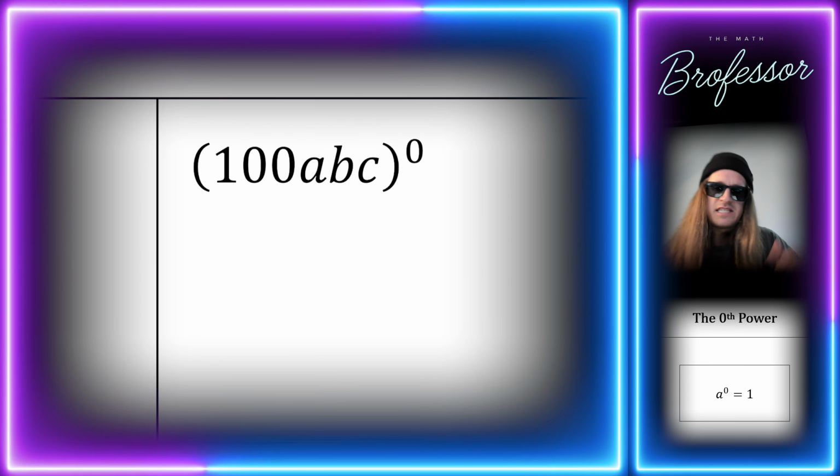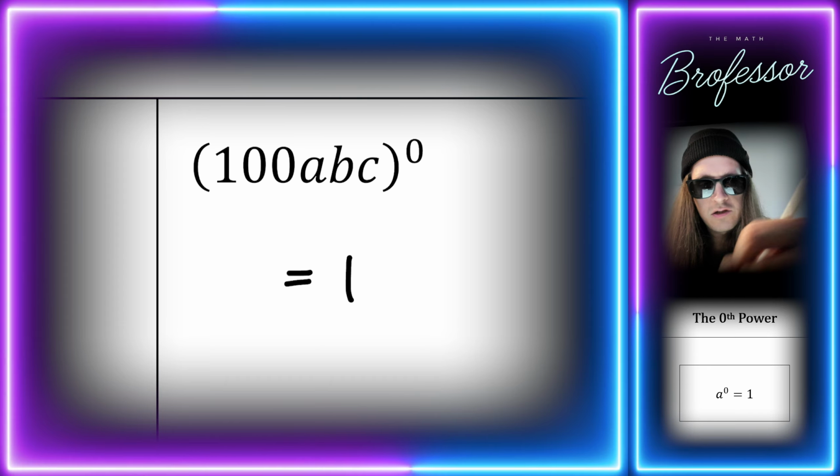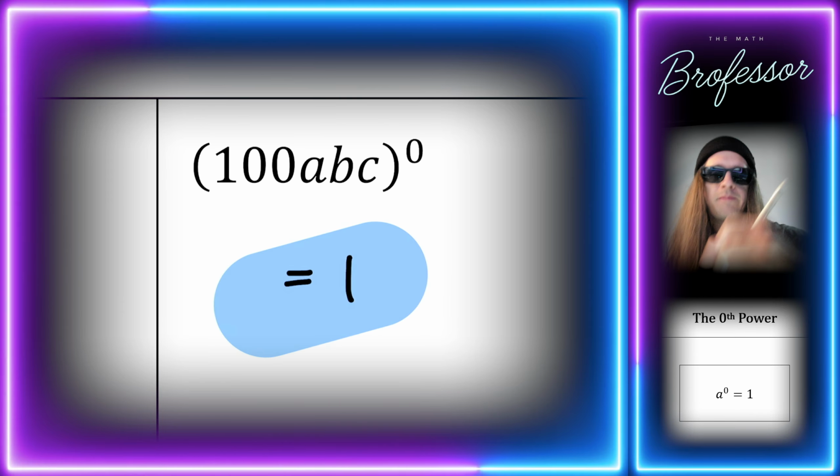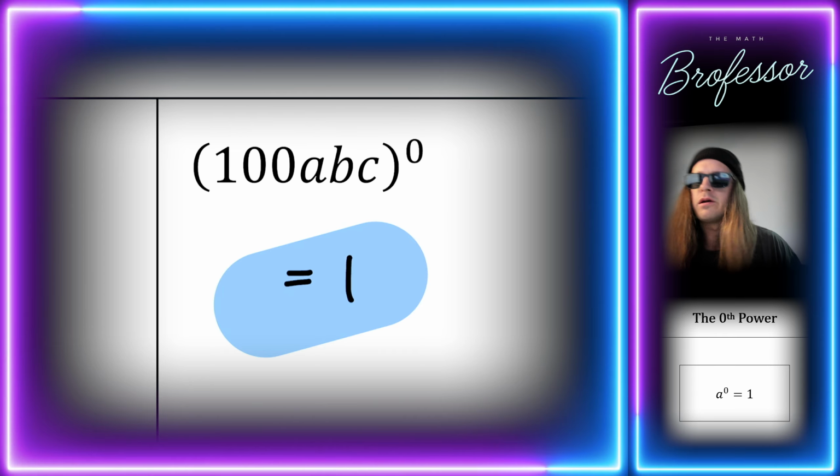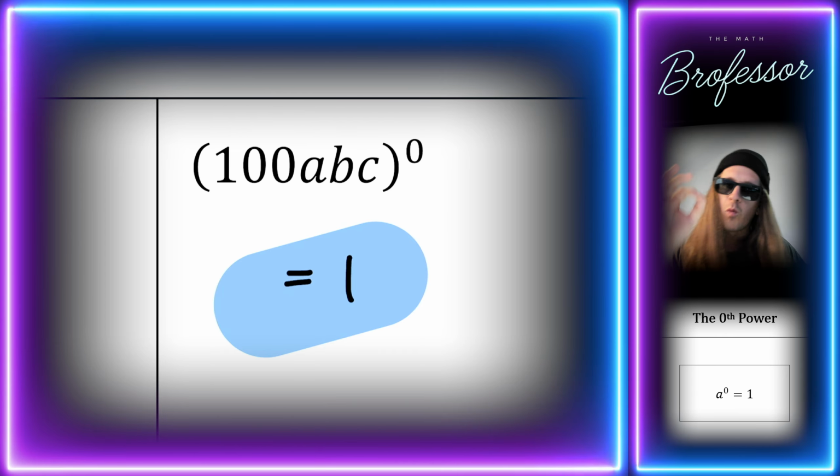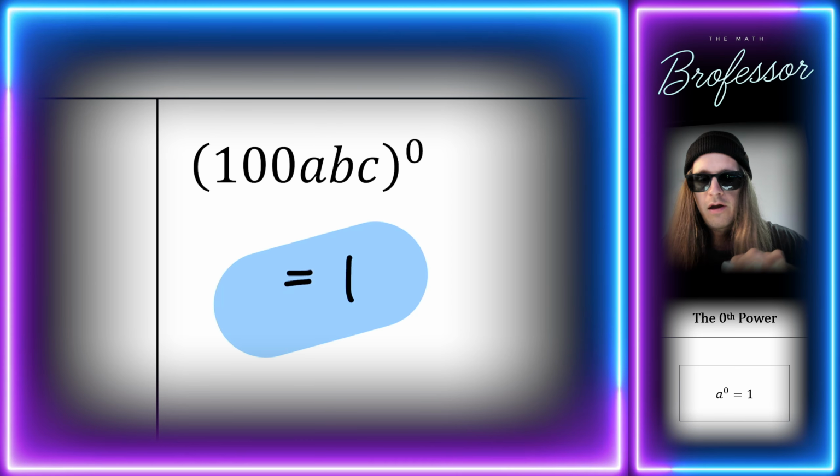We have 100ABC, everything in parentheses here to the zeroth power. Since everything is inside, it gets hit with that zeroth power. The answer here is 1. It didn't matter if it was 100, 1,000, a million, a billion, right? If it's to the zeroth power, 1. That's the zeroth power right there.